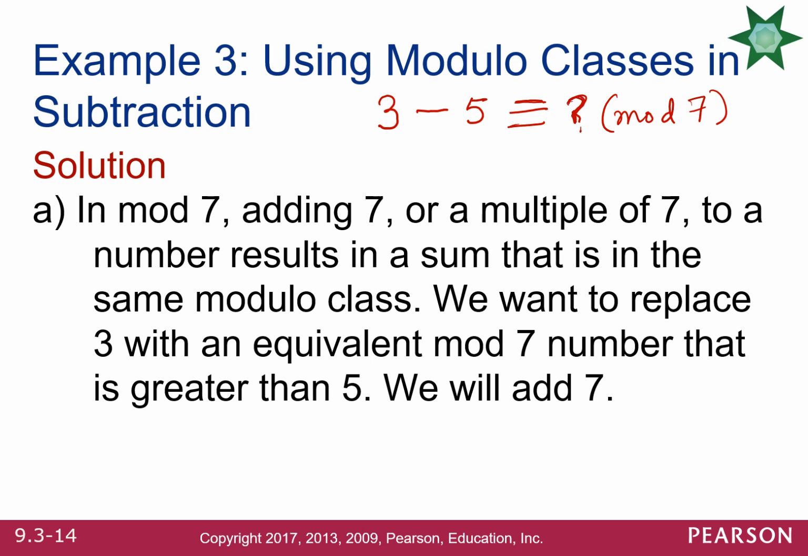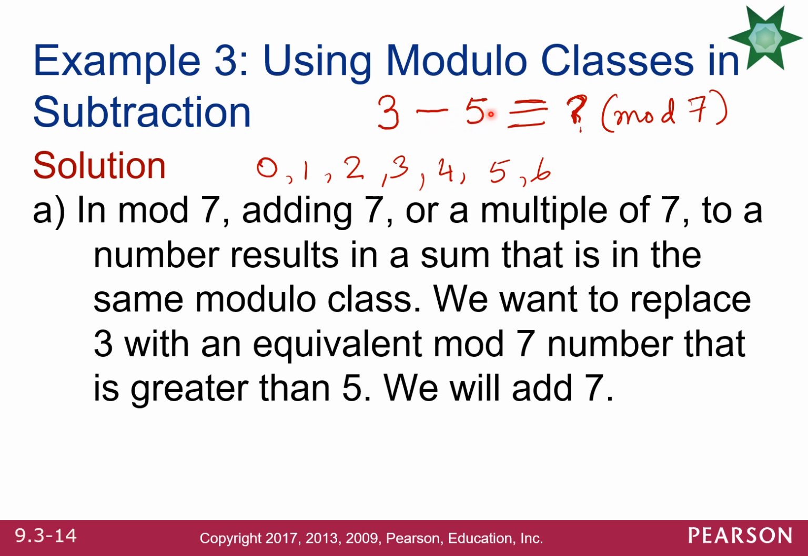So this question mark will represent a remainder. And remember, the remainders can only take values from 0 to 6, correct? One less than whatever your modulus number is. So 1, 2, 3, 4. It can take any one of these values between 0 and 6. Now, when we do 3 minus 5, it's going to give us a negative value.